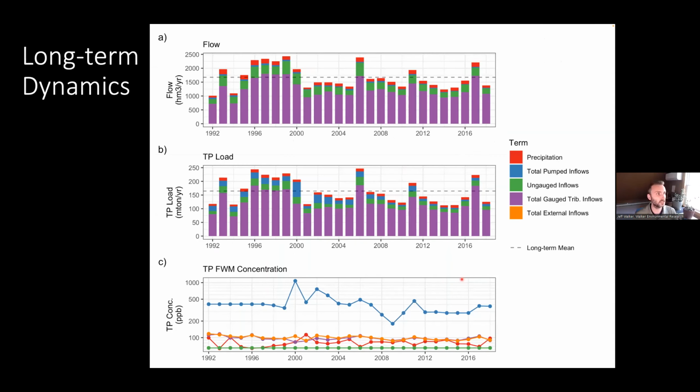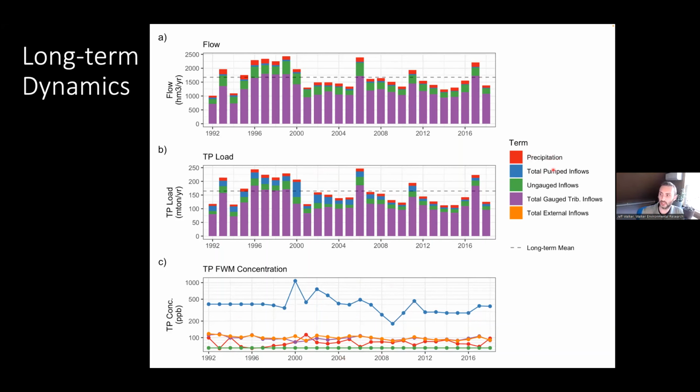So once we put the data set together, first thing we can look at is the long-term dynamics. This is looking at the total inflows into the lake. We've got flows on top, annual flows, annual TP loads, and then the annual flow weighted mean TP concentrations. And so we've got all the different inflow terms here.